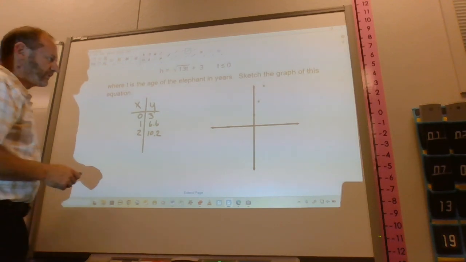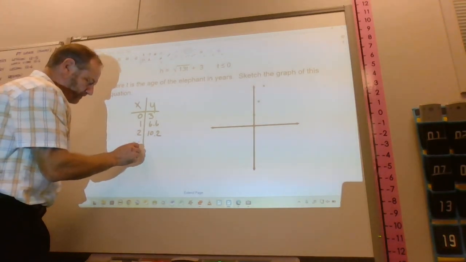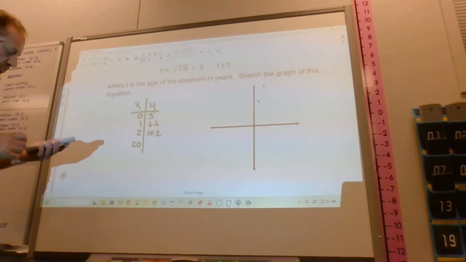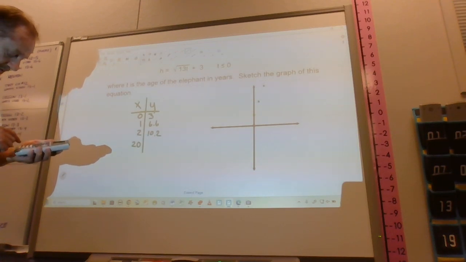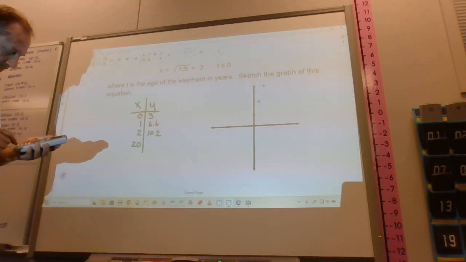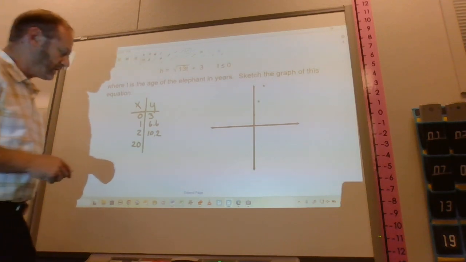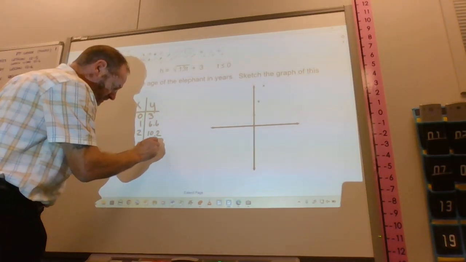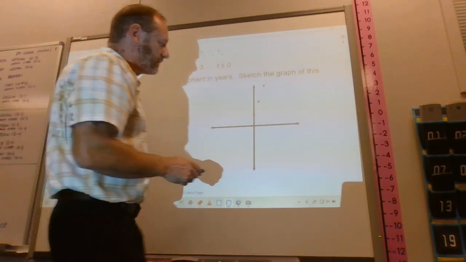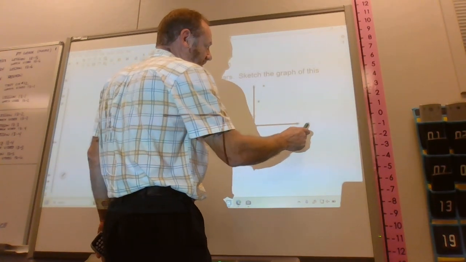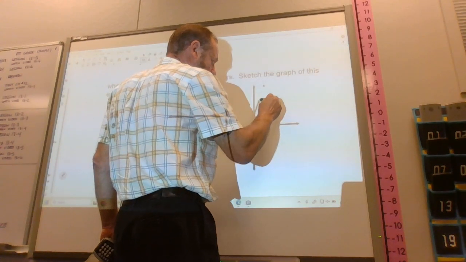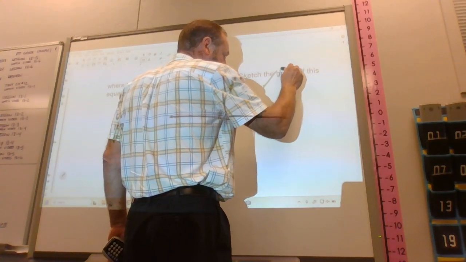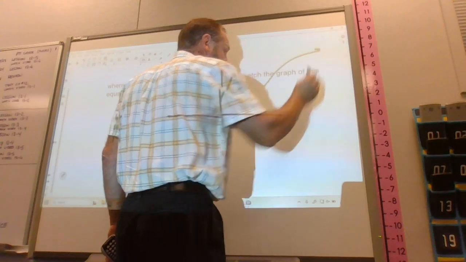All right, what if I go out to 20? Age 20. That would be 20 times 13. That would be the square root of 260 plus 3. 19.1. So it's growing slower and slower. I go out here 20. I'm going to have a graph way up here. So this thing, I didn't choose my graph very well. It's going to kind of look like this because it's the square root.